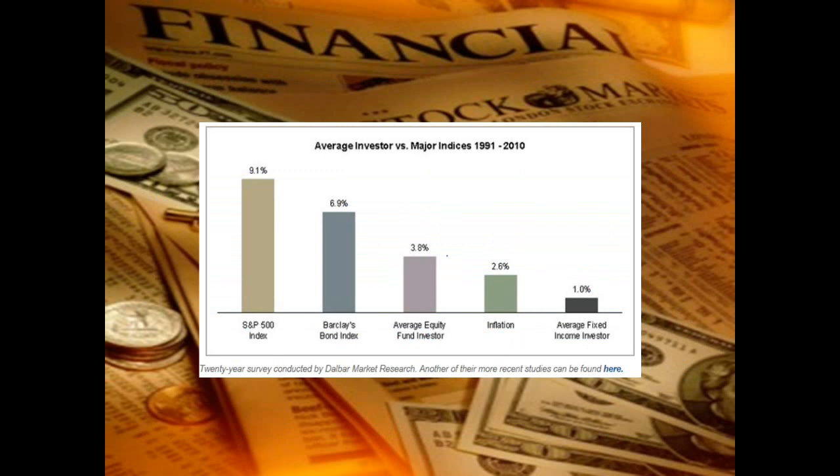Speaking of investors chasing returns, I've shown this chart before as well. This runs from 1991 to 2010. It doesn't really matter where you grab the numbers from. The results are always the same. You see the S&P 500 on the far left grew at an average return of 9.1%. The average equity fund investor, you see right there in the middle, 3.8%. And it's due largely because of exactly what we're talking about, chasing returns instead of putting together a sound plan.